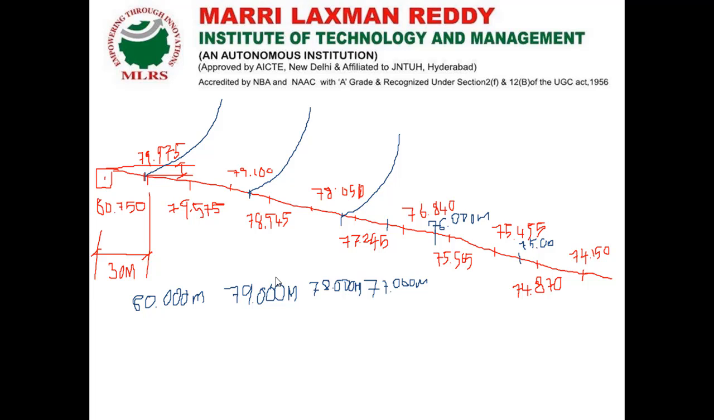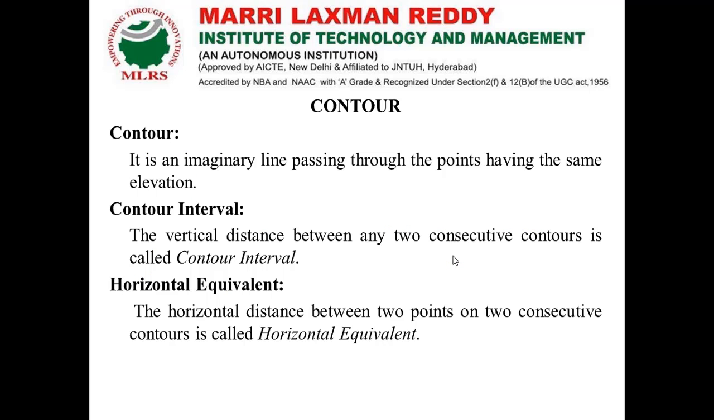So that vertical distance between two consecutive contours is called the contour interval, and the horizontal distance between two consecutive contours is called the horizontal equivalent. So these are all the things which are related to our contour. These are all the definitions.